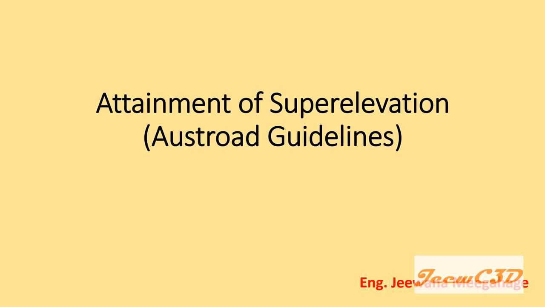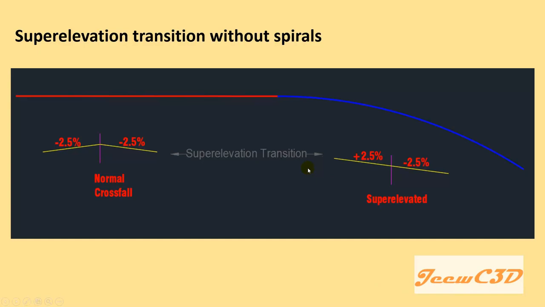And also there are AASHTO guidelines, so you can have a look at that. In this session, what we are doing is attainment of super elevation in terms of Austroads guidelines. It is the same as the one we talked about through RDA guidelines, but there are small differences in where you get the super elevation development length. In this example, we are doing the super elevation transitions without spirals. As I explained in my previous video, you have the normal crossfall and you have the full super elevated section inside the curve. In between we have a super elevation transition.